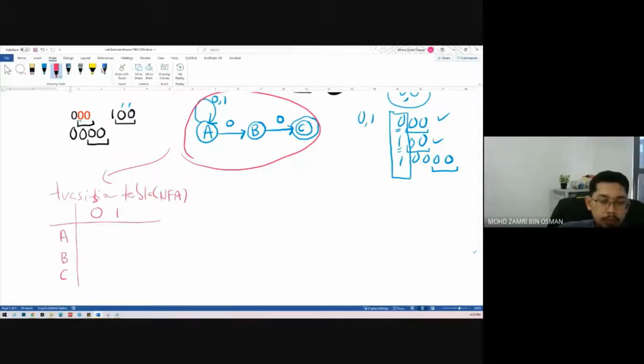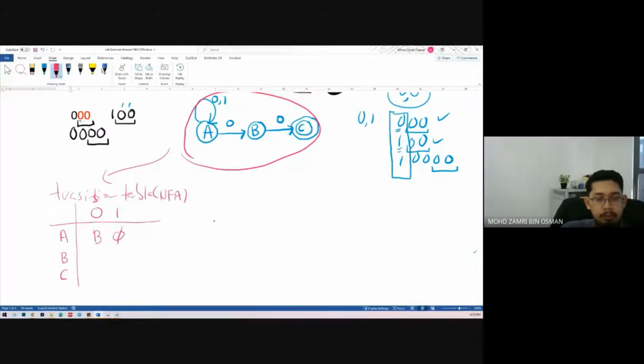Okay, for the NFA, we map again whatever we have in the diagram here. So transition A, B to B is 0. Okay, this one is a B. Do we have a transition of input 1 here? Okay, so we don't have. So we have phi here.